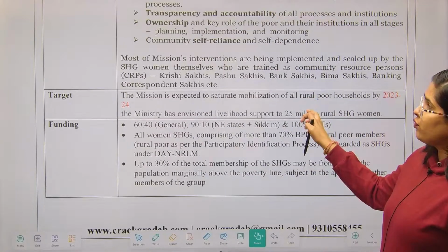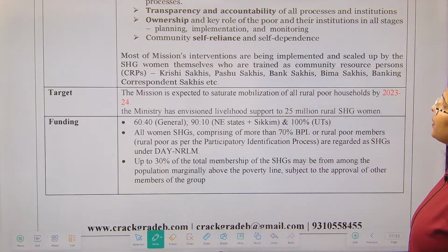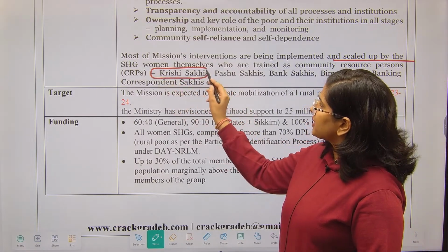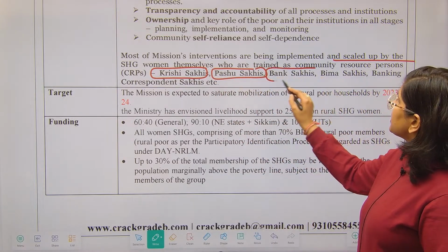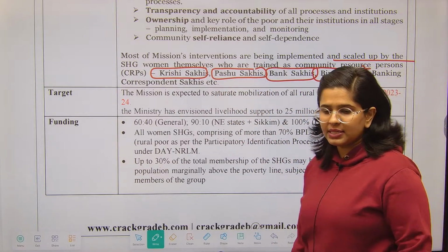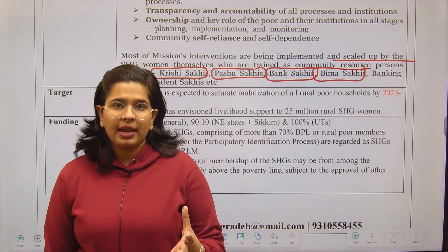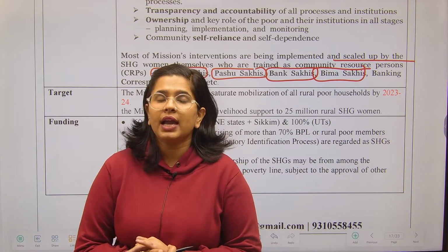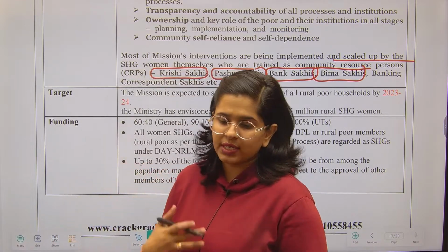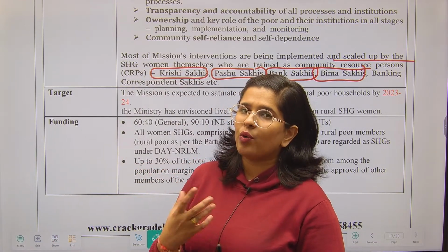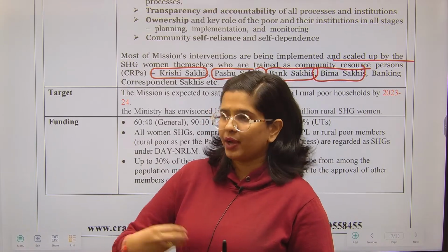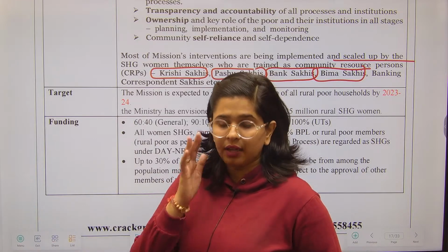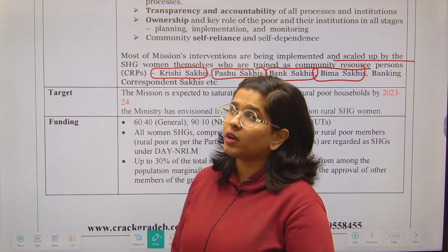The next thing that you have to focus on over here is that most of the interventions under this particular mission are being scaled up by the SHG women themselves, and they are being trained as Krishi Sakhis, Pashu Sakhis, Bank Sakhis, as well as Bima Sakhis. That means they are being trained under a particular segment, right? And then they do the work of knowledge dissemination to the other people of the village. ठीक है, वो सेम चीज को disseminate करते हैं. मतलब ये होता है कि this works like a downward filtration theory. आप एक को motivate करो, आप एक को educate करो, and then they are going to educate other people as well. They are going to help the other people in the rural population. So that is what the scheme aims for.